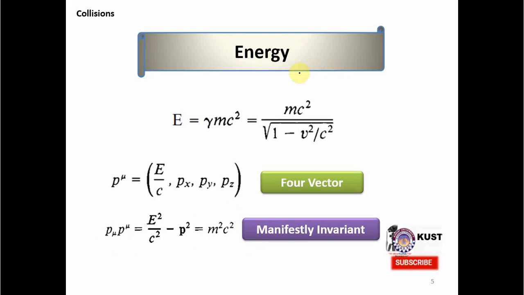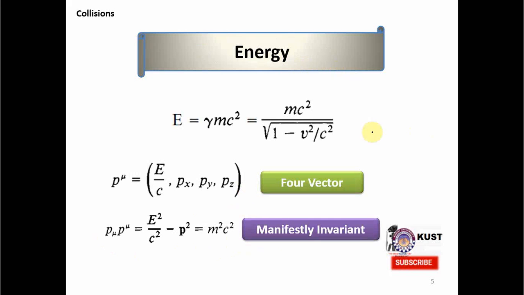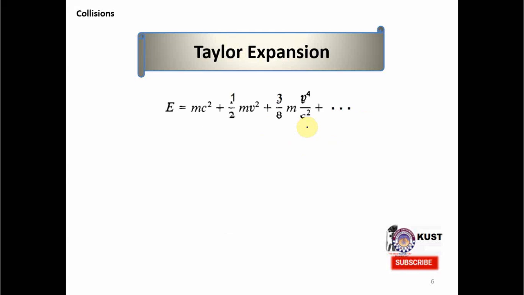Okay, after defining this energy in terms of the 4 vector, now here you might have noticed the mc square by the square root of 1 minus v square by c square factor coming from the gamma factor. So what we can do now is take this 1 minus v square by c square upstairs with the power minus 1 by 2, and then we can expand it into a power series, or the Taylor expansion. That's a very interesting point.